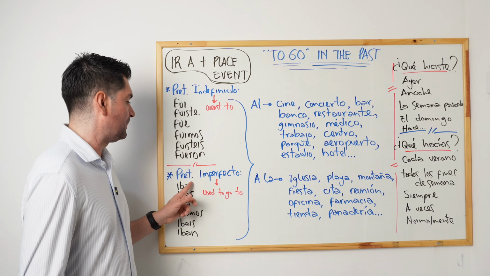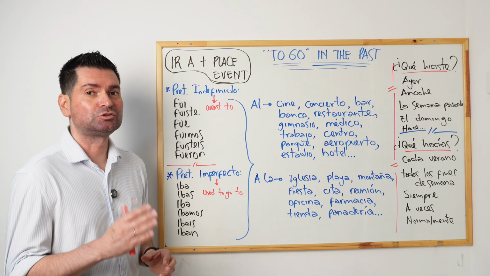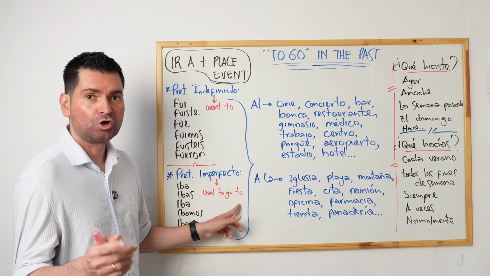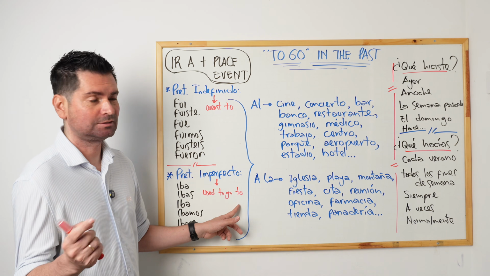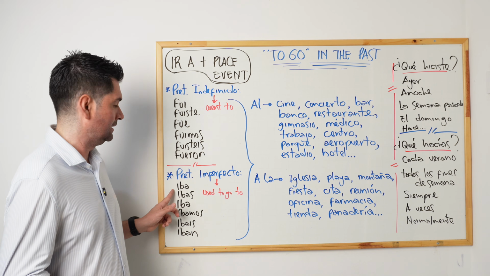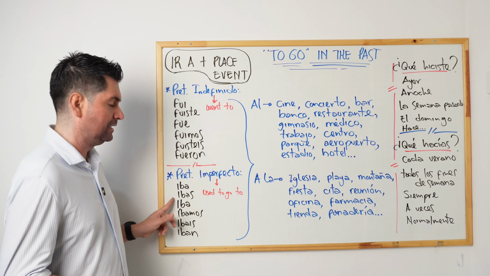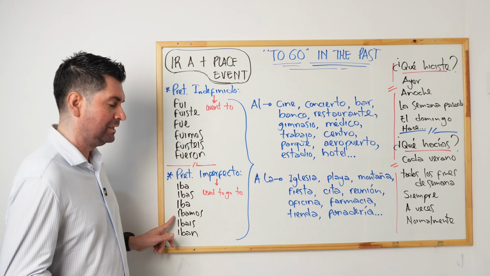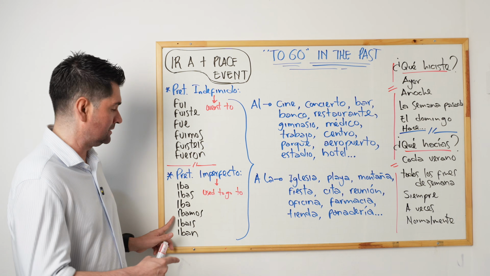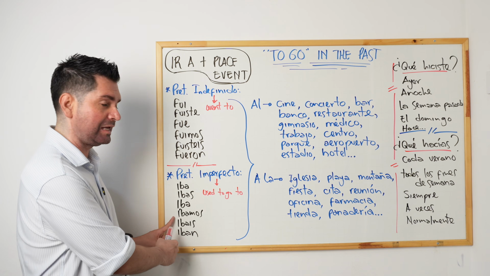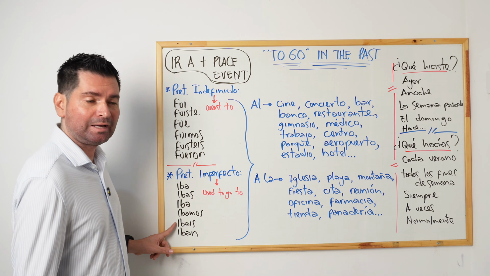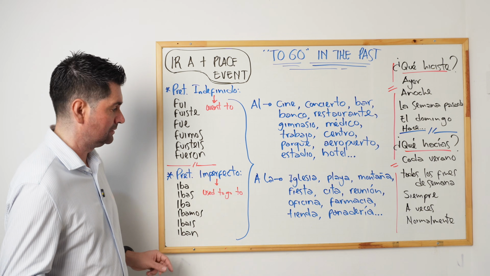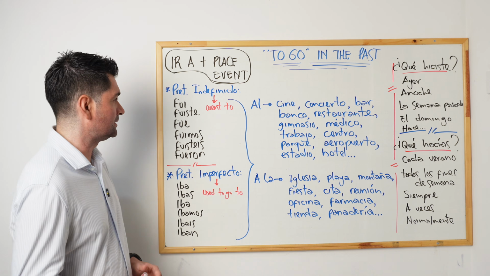Now let's go to the pretérito imperfecto. The translation for this conjugation is used to go to a place or used to go to an event. Let's practice the conjugation. Iba, ibas, iba, íbamos. If you notice, in this conjugation, the emphasis is always on the I. Ibais in Spain. Iban. The conjugation is very important.